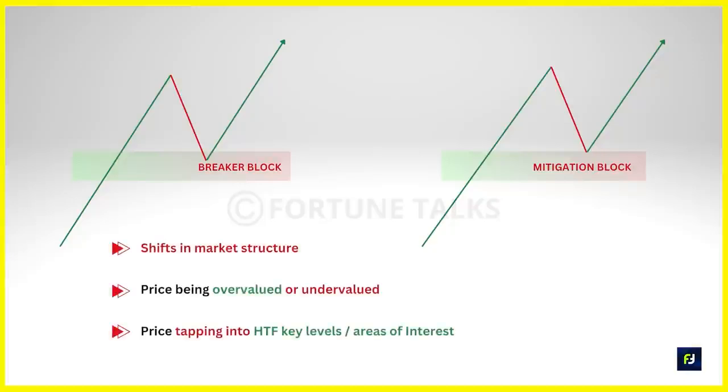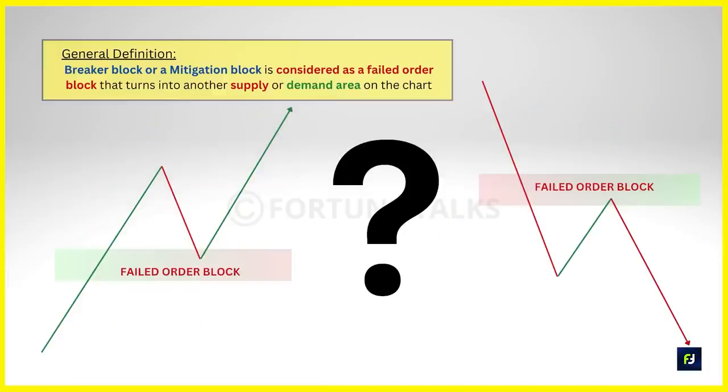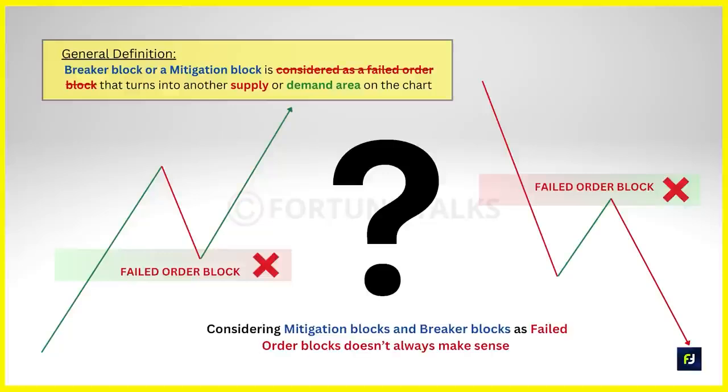These could include a shift in the market structure, price being overvalued or undervalued, price tapping into higher time frame key levels or prices of interest, and there can be many more such reasons. Now, when a valid demand level fails to reject the price, and if the price breaks through, it becomes a supply level. The overall logic is correct, but involving order blocks into the mix is what I cannot digest. Considering mitigation blocks and breaker blocks as failed order blocks doesn't always make sense.